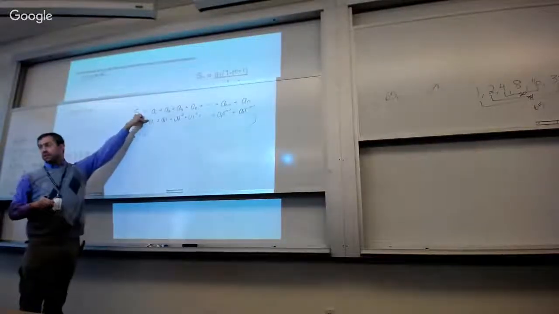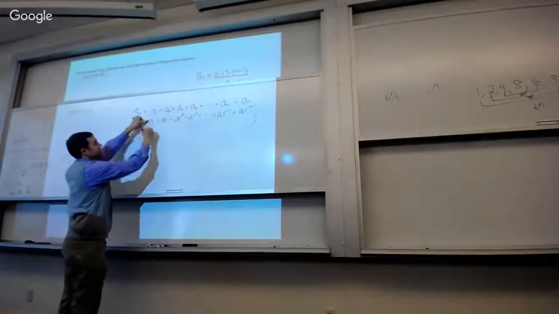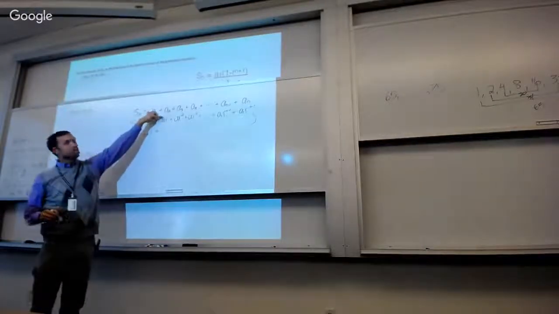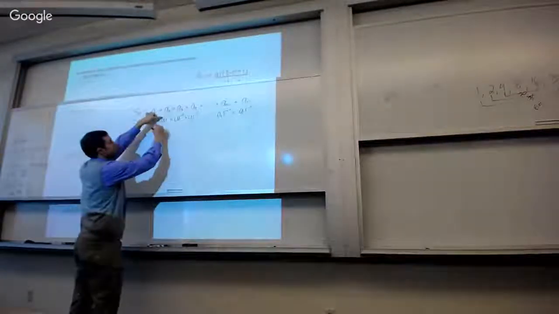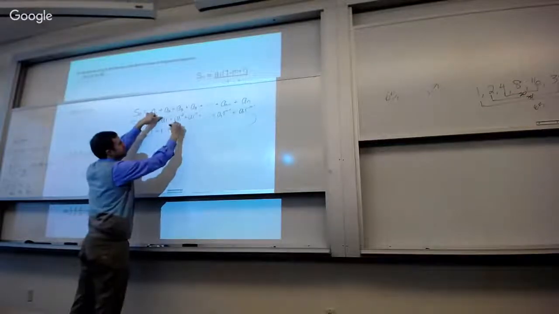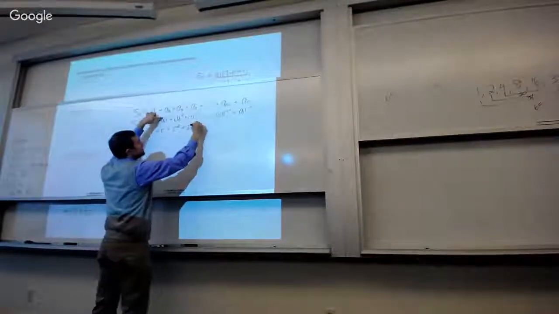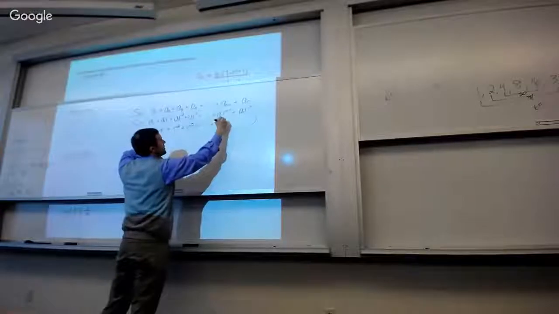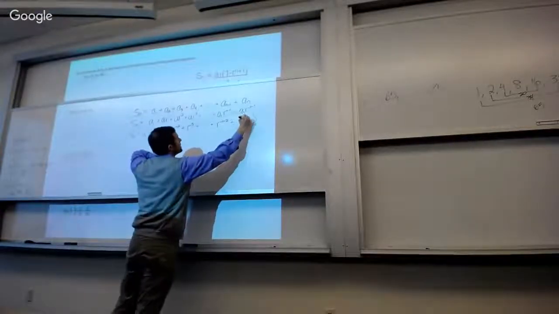If you factor an a sub 1 out of a sub 1, you're left with 1. And if you factor an a sub 1 out of a sub 1 r, you have r. And so on and so forth. You have plus r squared, plus r cubed, plus and so on, plus r to the n minus 2, plus r to the n minus 1.